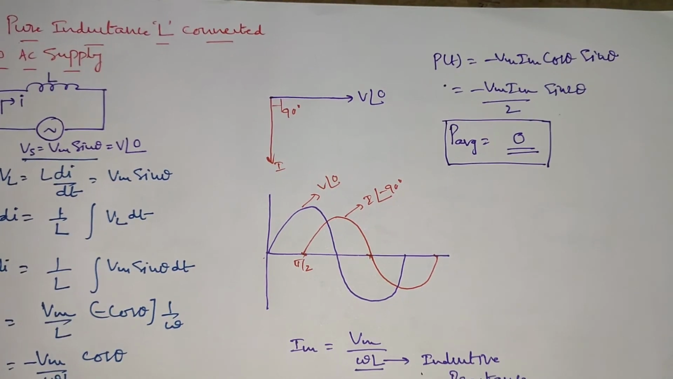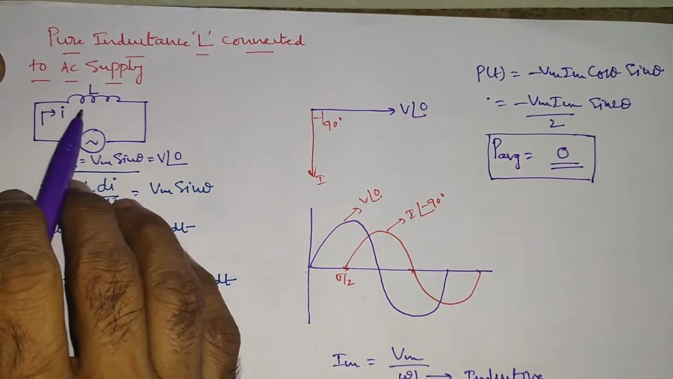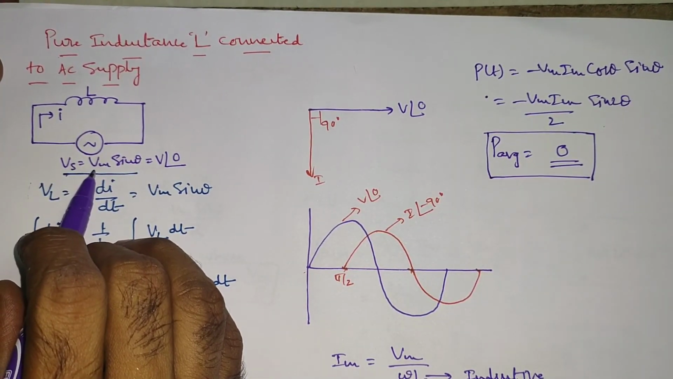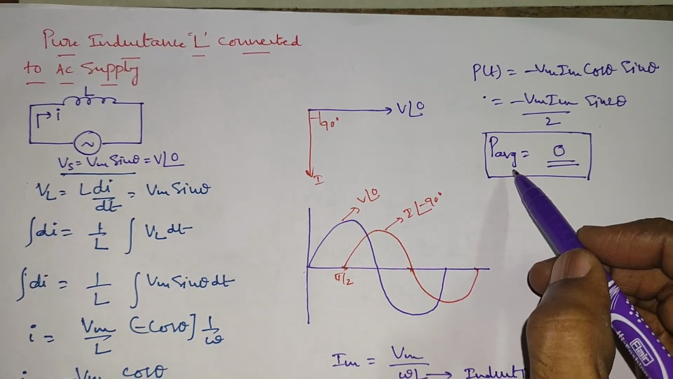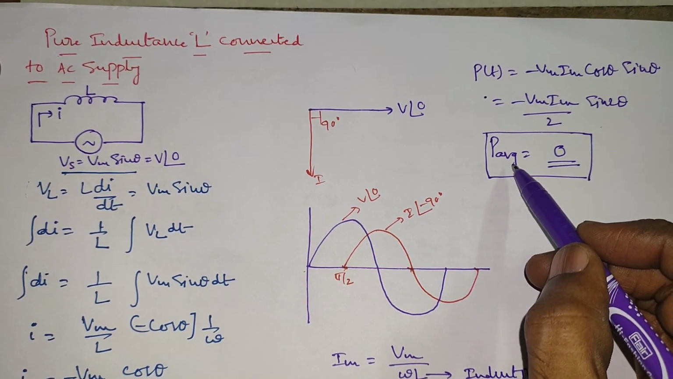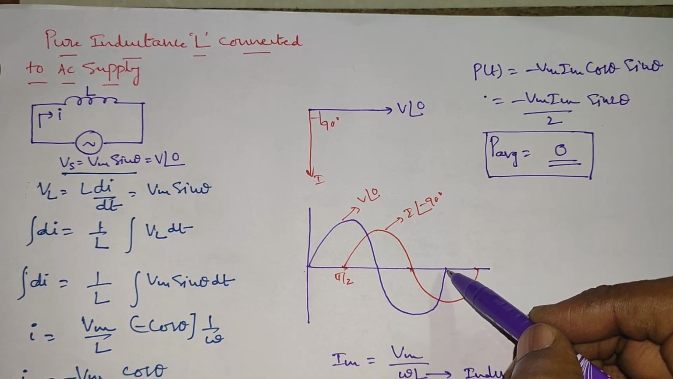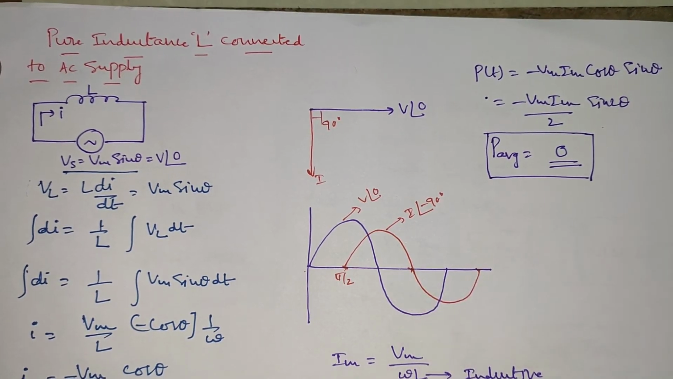So what I would like to tell here is, whenever a pure inductor is connected to an AC supply, it is not going to absorb any amount of average power. Whatever power it absorbs in the positive half cycle will be fed back, given back to the circuit during the negative half cycle.